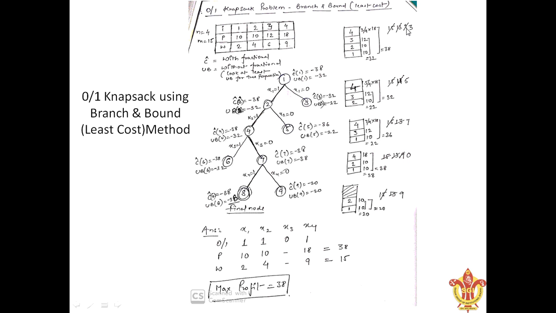So from 9 we'll have to minus what? 6, because we have included 3 also. So 9 minus 6, we remain with 3. So 3 part of this 9 weight we are going to take, that is 3 by 9. This 3 by 9 will get multiplied by this profit. So 3 by 9 multiplied by 18, we are going to take that much of this profit.